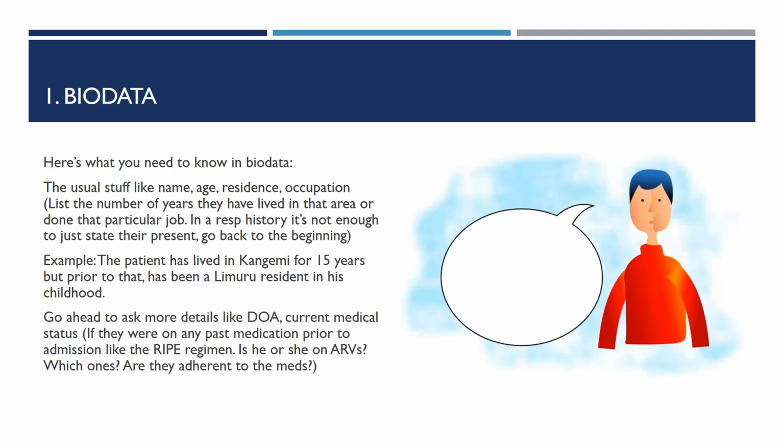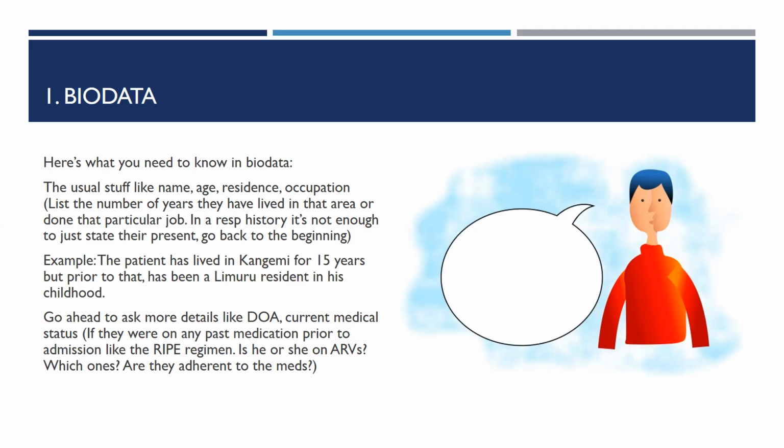Now, in RESP, you have to ask them how many years have they been in that occupation? How many years have they been in that residence? And then it's also not just enough to ask them how long they've been in that place. You also have to ask them, before then, were they in a different place? And how long have they been in that place?